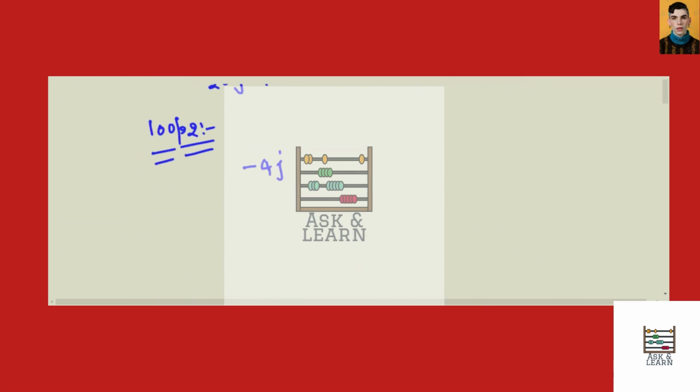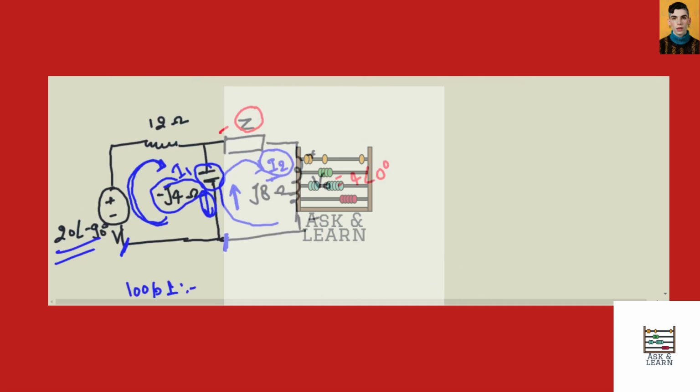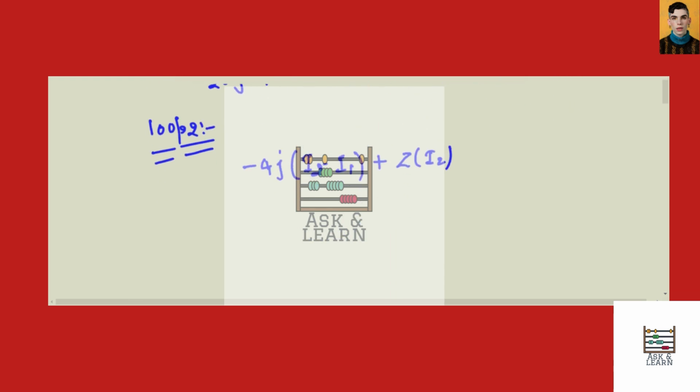So this will become minus 4j (I2 minus I1), then Z into I2, because the current in the next element, this Z, is I2. So this will become Z I2, and the last one is 8j into I2, which is equal to 0. So let's suppose this is our second equation.